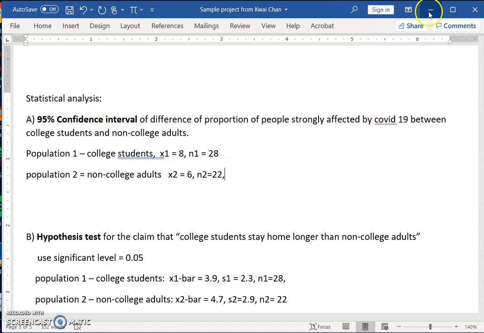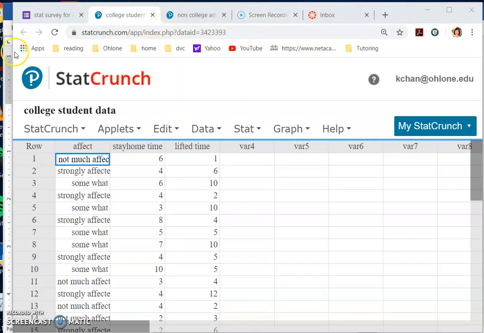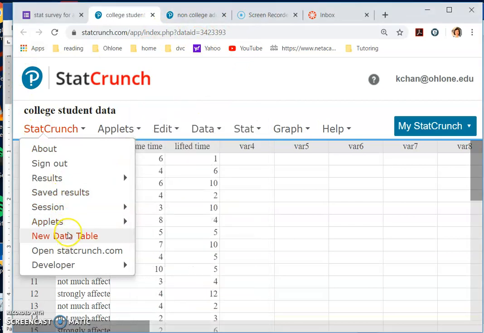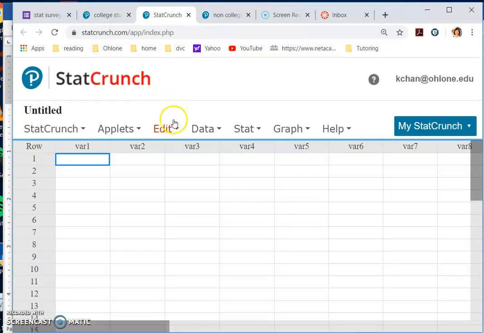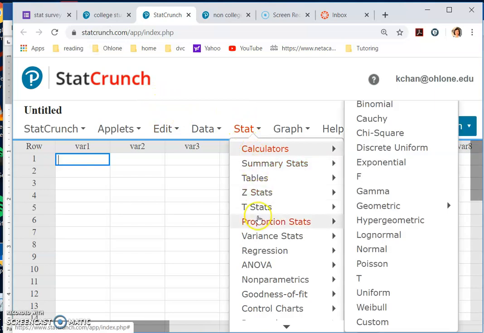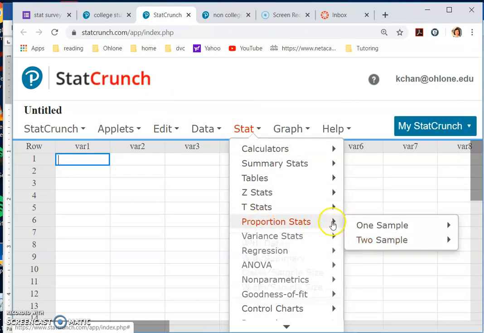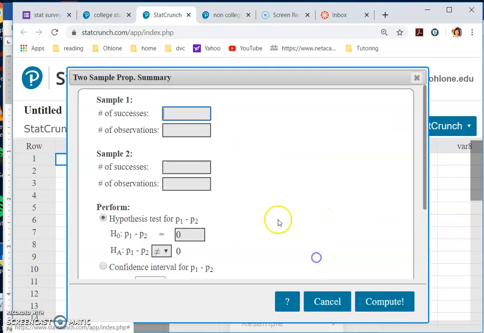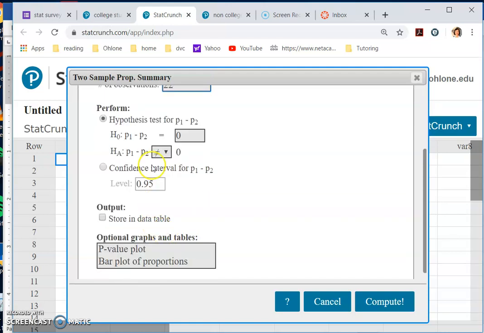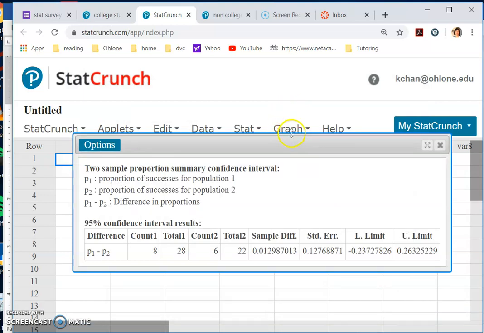So to do that, I will go to StatCrunch. You can start a new StatCrunch table because you don't need to use those data. You summarized them already. To do a confidence interval for two proportions, you do Proportion Stat, Two Sample, With Summary, because you actually have summarized them. So in our case, x1 is 8, n1 is 28, x2 is 6, n2 is 22. And then we want to do a confidence interval. In our case, we just do a 95% confidence interval, and that's the output.